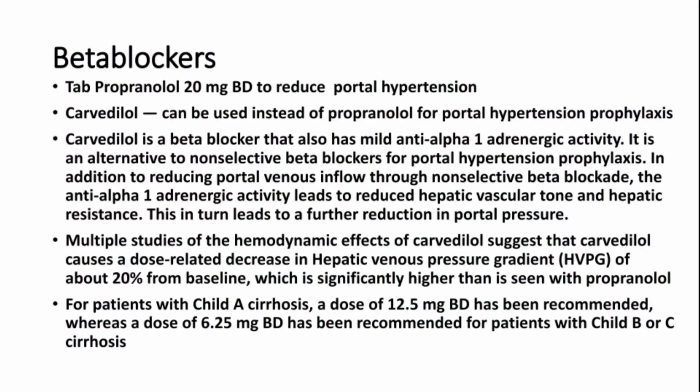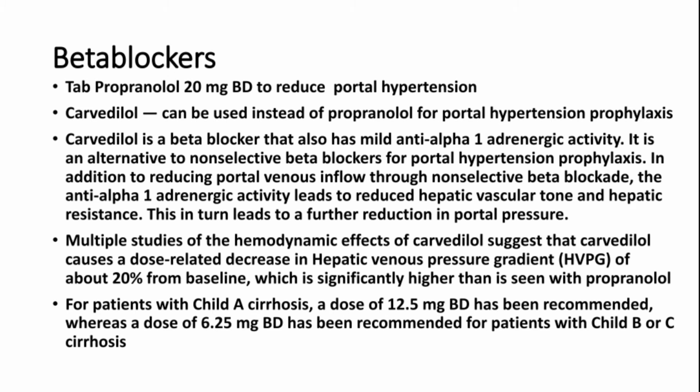Next one is beta blockers. Beta blockers should be started in a patient who is having portal hypertension. The ideal drug which was recommended previously is propranolol, 20 mg BD. The current recommendation is carvedilol. Both are beta blockers. Propranolol was the recommended drug previously. Now carvedilol is the drug of choice. Carvedilol has mild anti-alpha-1 adrenergic activity. It is an alternative to non-selective beta blockers for portal hypertension prophylaxis. So carvedilol or propranolol should be used for patient who is having portal hypertension. It can reduce the portal pressure.